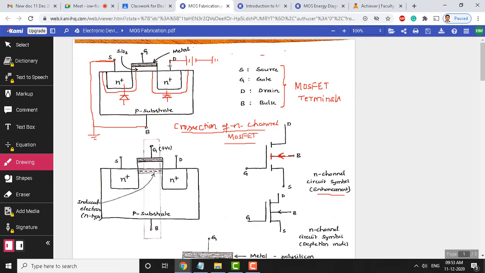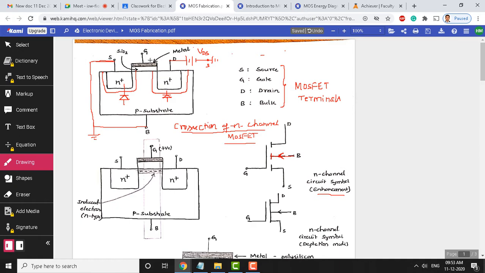Since this drain region and source region are completely isolated by this p type substrate, current cannot flow from drain to source region. So, current is going to be 0, even though we applied voltage here. This voltage can be called VDS, the drain to source voltage, because the source is at ground. Source is connected straight away to ground.